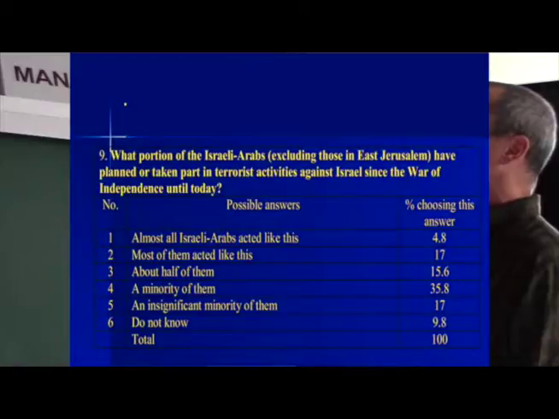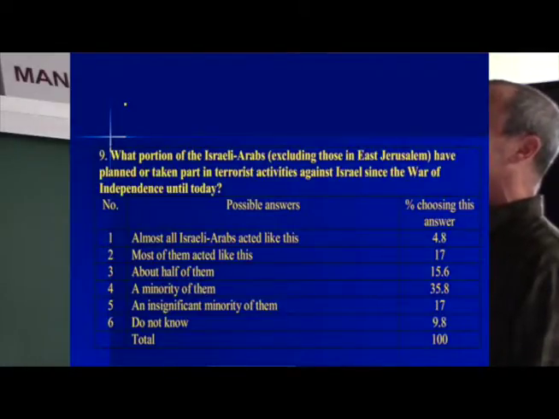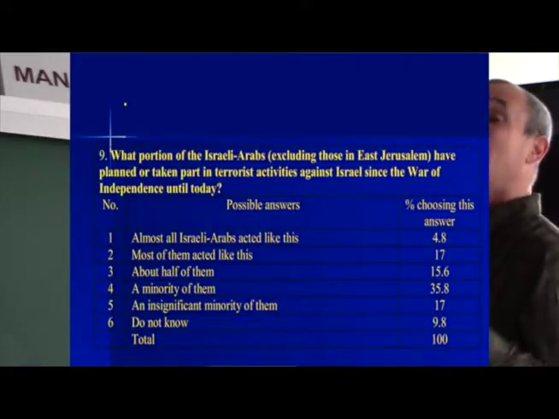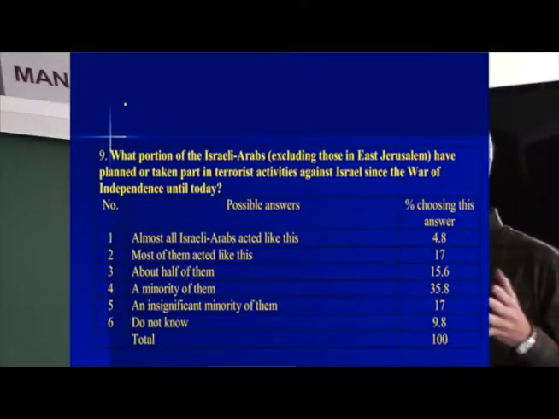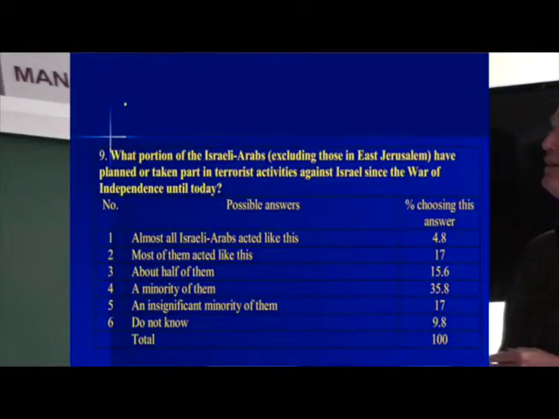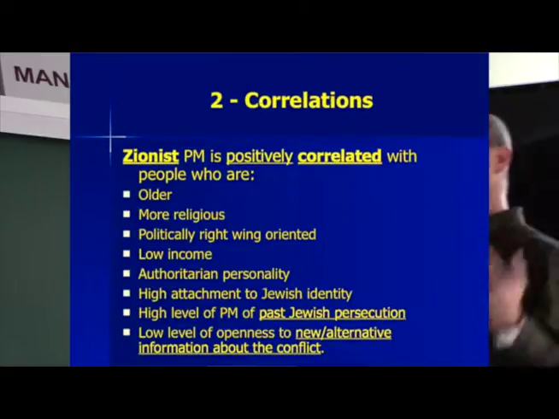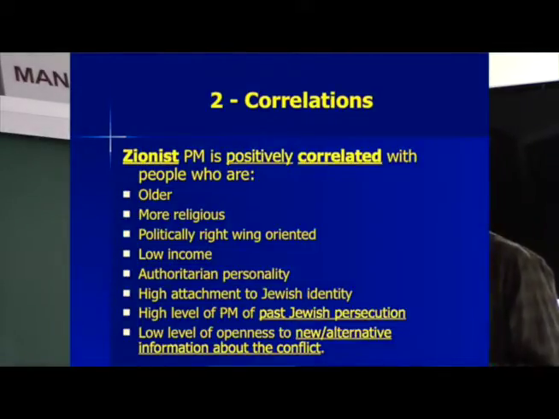The last discouraging example is with regard to this topic. What portion of Israeli Arabs, excluding those in East Jerusalem, have planned or taken part in terrorist activities against Israel since the War of Independence until today? Five narratives. The first two, almost all Israeli Arabs, most of them, half of them, a minority, an insignificant number. Why is it discouraging? Because we have very strict, very accurate information. The truth is an insignificant number, 17%. Only 17% hold this narrative, and the rest, 73%, hold a narrative that looks at the Israeli Palestinians more negatively than they are.